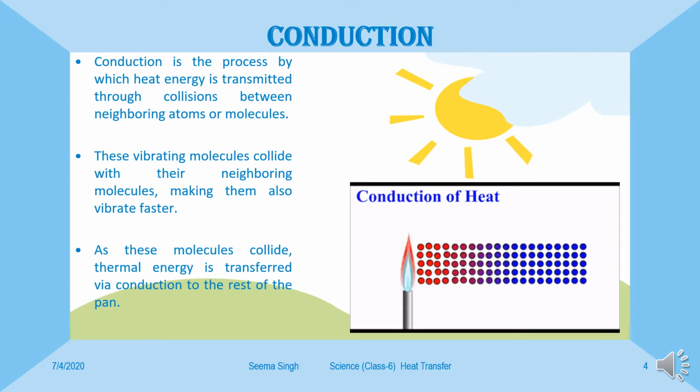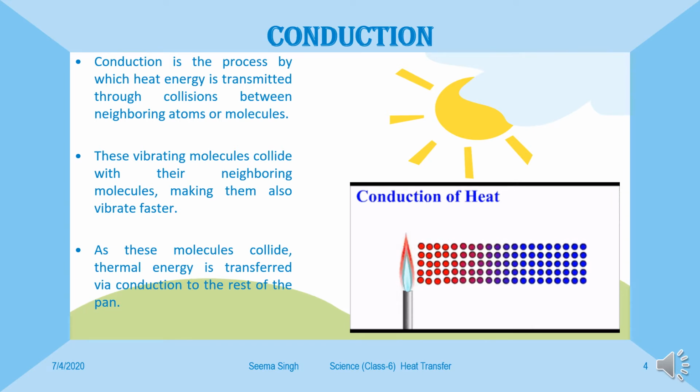Starting with conduction. Conduction is a process by which heat energy is transmitted through the collision between neighboring atoms or molecules. When there is a collision of neighboring atoms and molecules, the heat energy is transmitted. We can see in the image that the atoms and molecules nearer to the candle flame are passing it on to the neighboring atoms and molecules, and this collision is transmitting the heat energy.